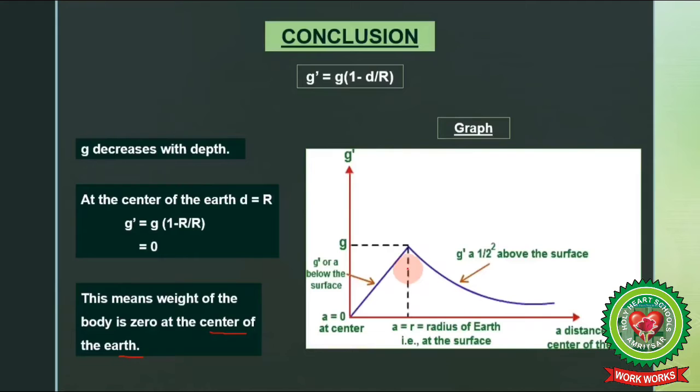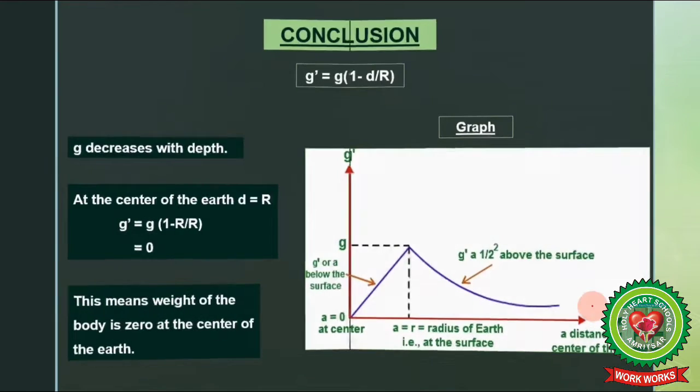Ultimately, we come to know that the maximum value of acceleration due to gravity is on the surface of Earth. As we move towards the center of the Earth, value of acceleration due to gravity decreases, and as we move towards the height or altitude, again value of acceleration due to gravity decreases. So this is one of the important graphs of chapter gravitation, which shows the variation of g with depth and with height. Alright.